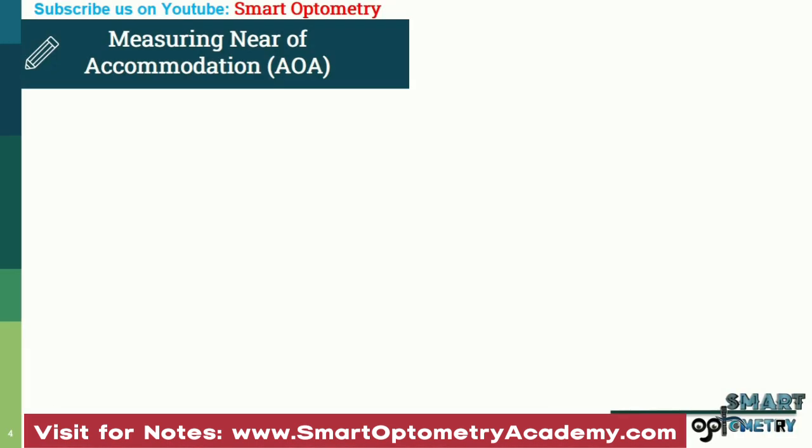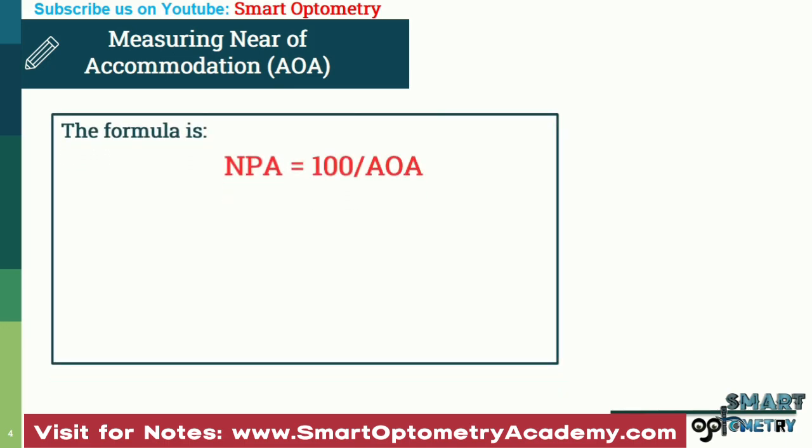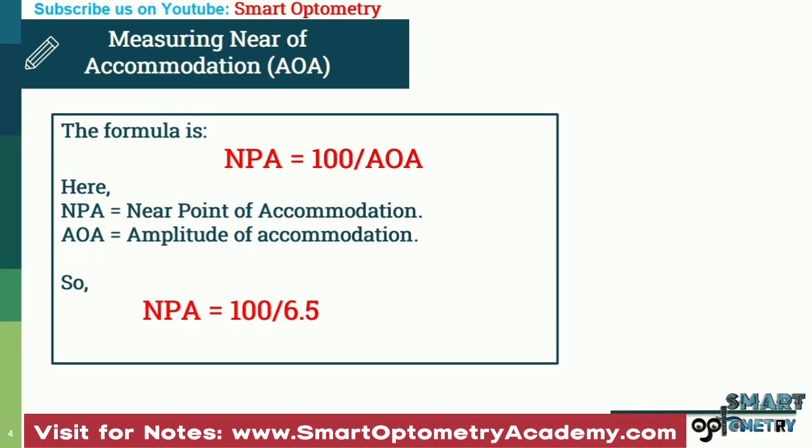How to identify near point of accommodation? The formula is NPA equal to 100 divided by AOA. Here NPA is equal to near point of accommodation, AOA is equal to amplitude of accommodation. So NPA is equal to 100 divided by 6.5, or NPA is equal to 15.38, or 15 centimeter.